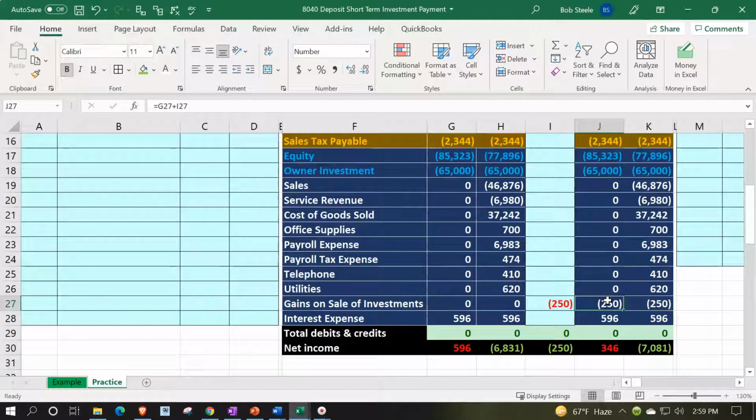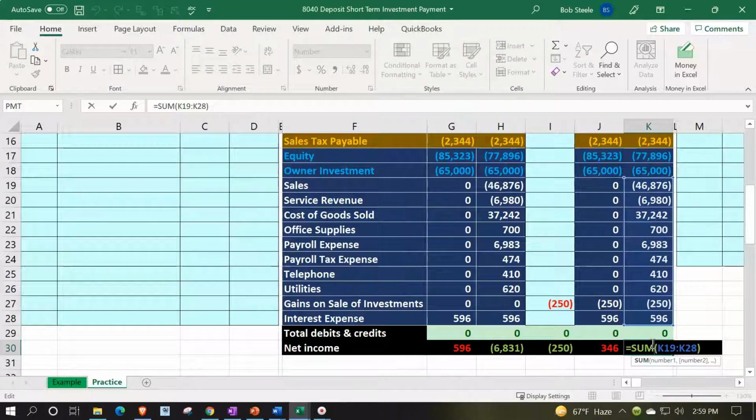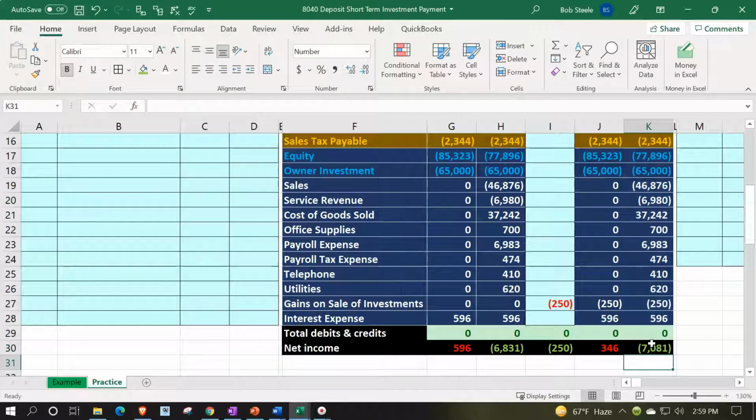If we're looking at just February, this is all the activity we have thus far. We still have a loss of the 346 thus far. If we're talking year to date, January and February, this is where we stand for the year-to-date numbers with regards to the income statement accounts and net income.